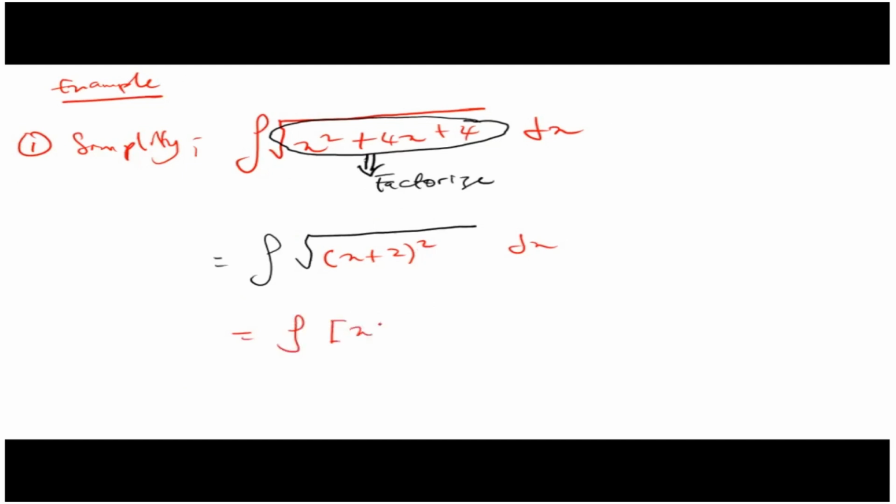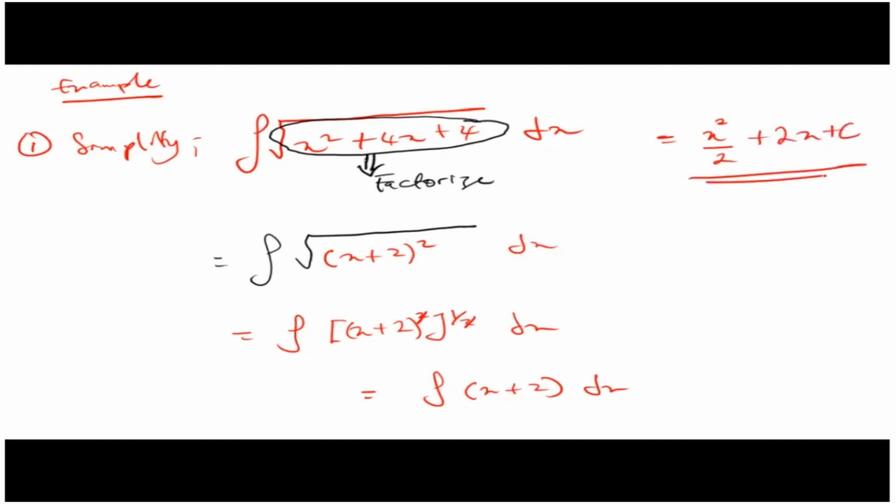Let's say it's x plus 2 all squared, then to the power of half. Understand? So this one will cancel this one. So what are you having? You're having the integral of x plus 2 dx. So you can integrate this one. This is the same thing as x squared over 2 plus 2x plus c. So that is how to solve.